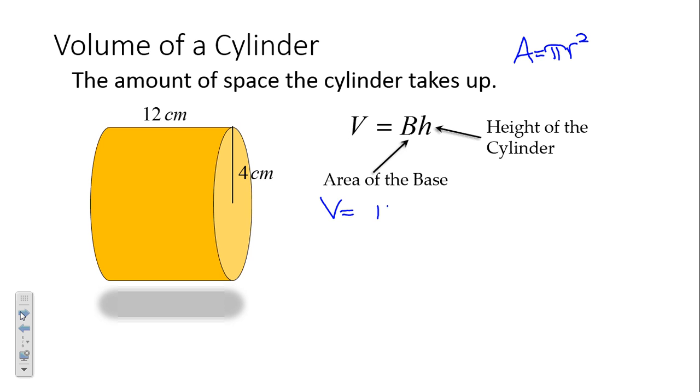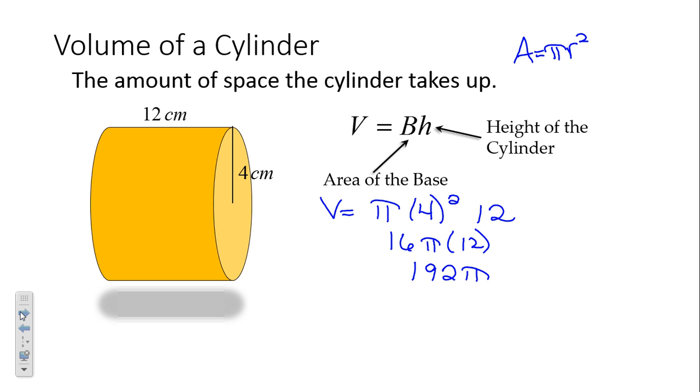I'm going to take pi times, what's the radius? 4. I'm going to take that times 4 and square it, and then I need to take it times the height. What's the height of the cylinder? 12 centimeters. Again, this was not to scale. So what's 4 squared? 16. And 16 times 12? It is 192. And volume is measured in centimeters?